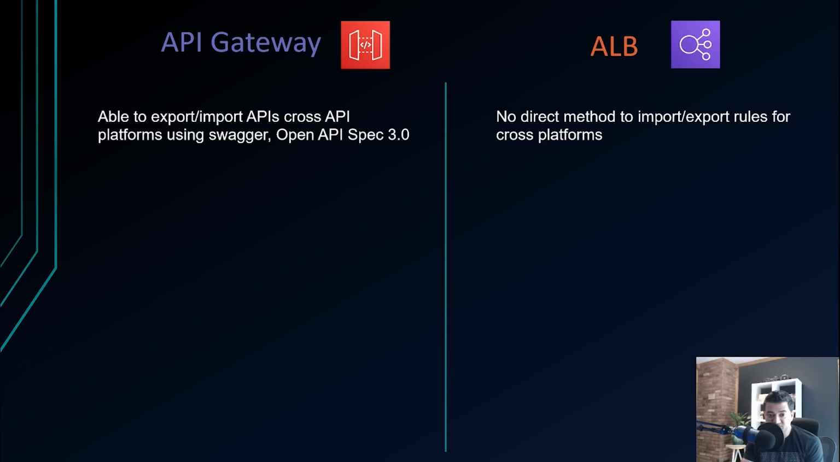Very little infrastructure as code required. Similarly, if you don't want to get locked into API Gateway, you can export Swagger from API Gateway and then define it in other API management platforms. ALB, there is no direct method to import or export rules for cross platforms. If you have coded a bunch of routing rules in application load balancer, typically you will do that using CloudFormation. So if you want to move to another load balancer from another cloud or another company, you have to code that stuff again. You cannot just import and export easily.